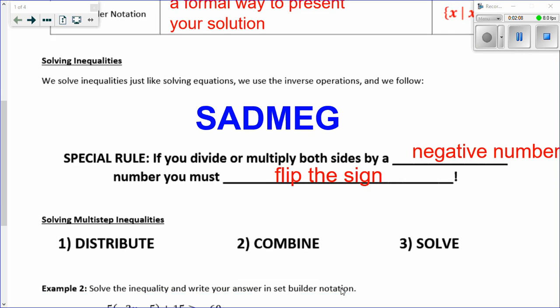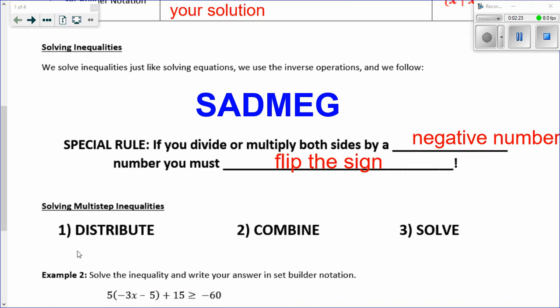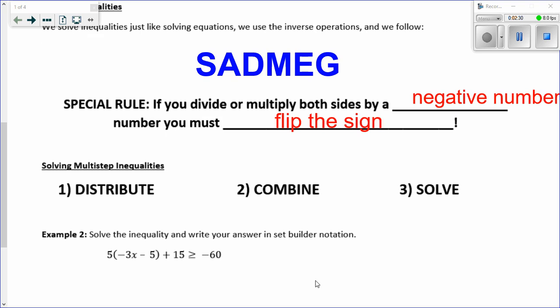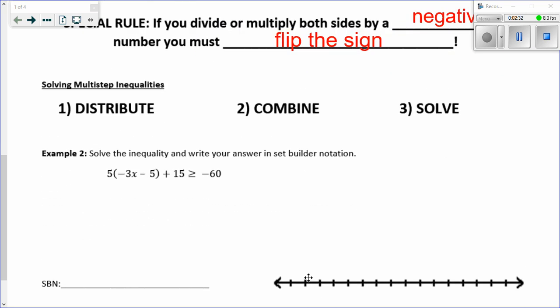So, to solve multi-step inequalities, we still follow distribute, combine, and solve. So we have to distribute first, then combine any like terms, and then we'll use SADMAG to solve it. So this is really example 1. I don't know why it says example 2. We're just going to go with it. We're going to solve the inequality and write our answer in set builder notation. And we're going to graph it.